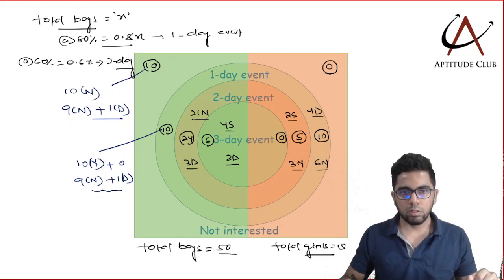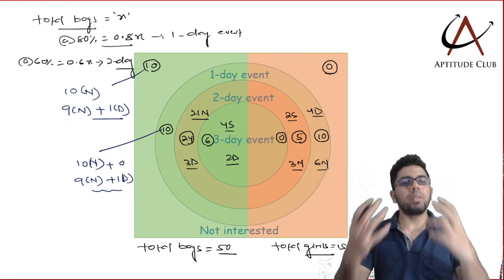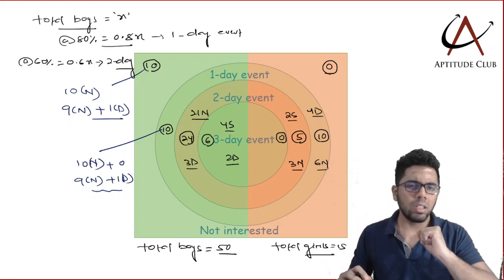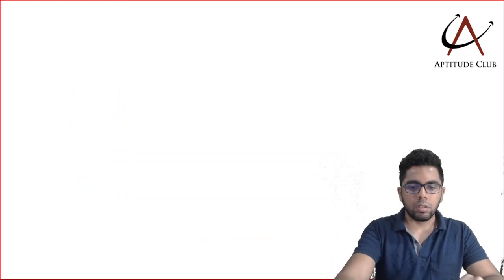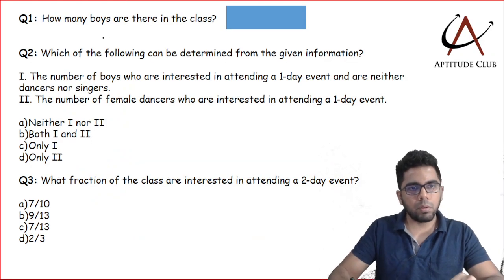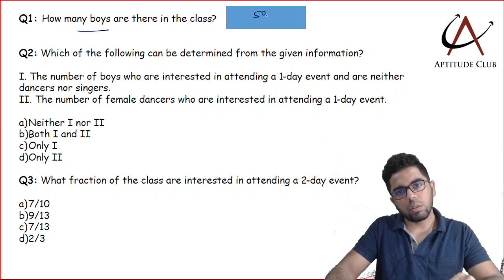Okay. Kind of easy question. You just have to bring in the structure. Once you understand this, then questions are very easy to solve. So let us see how many boys are there in the class. The answer is total 50 boys.